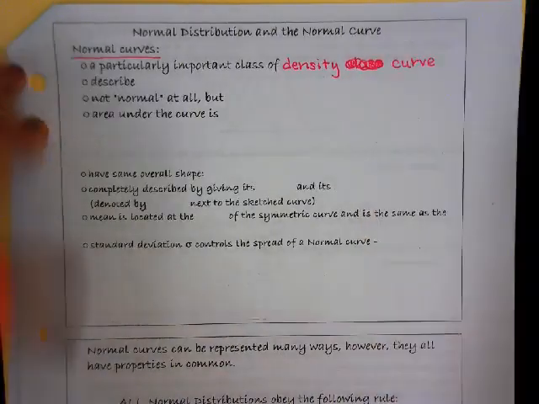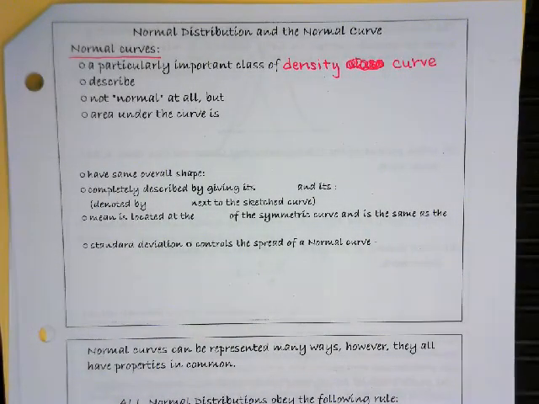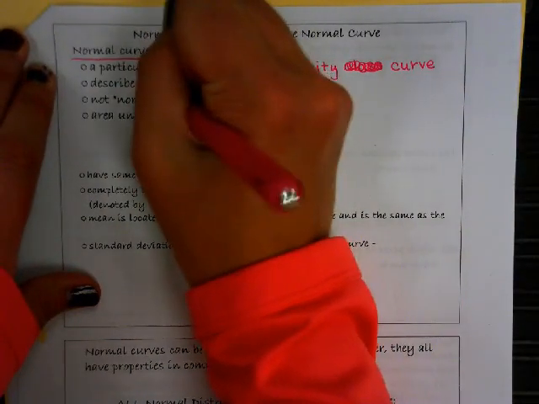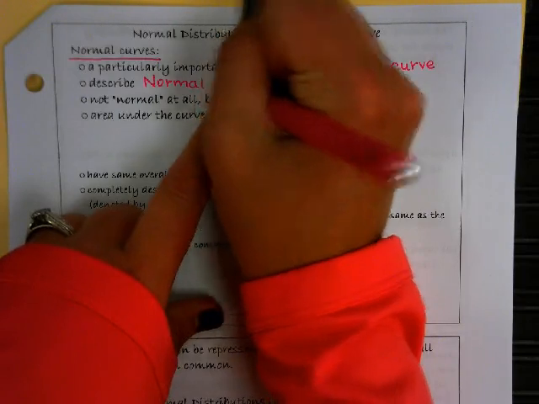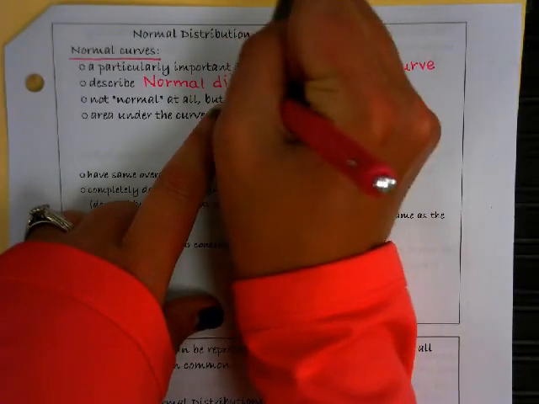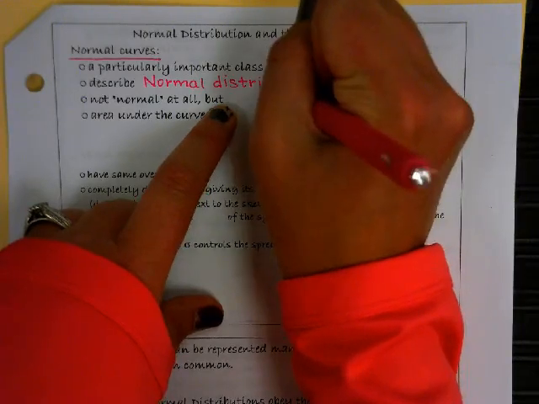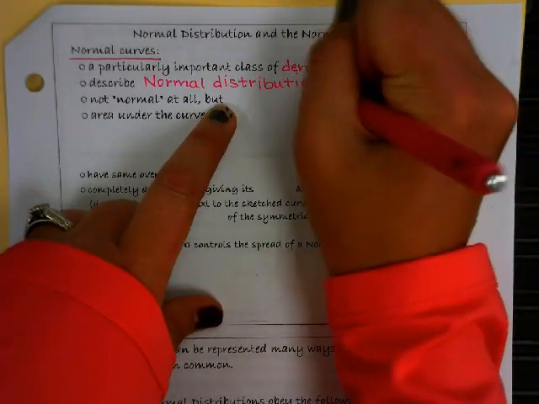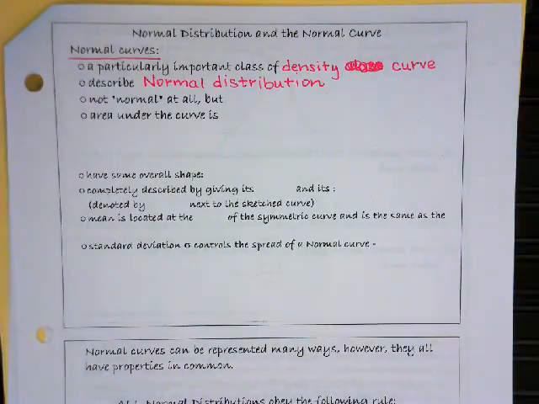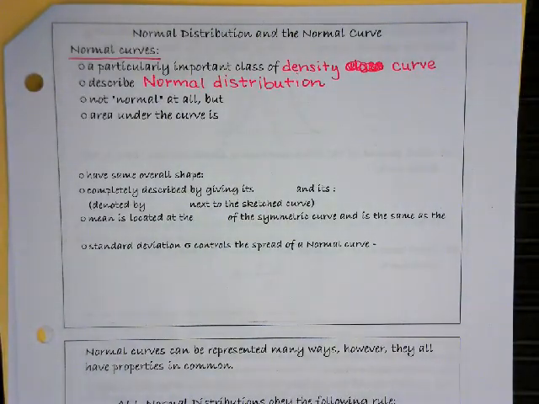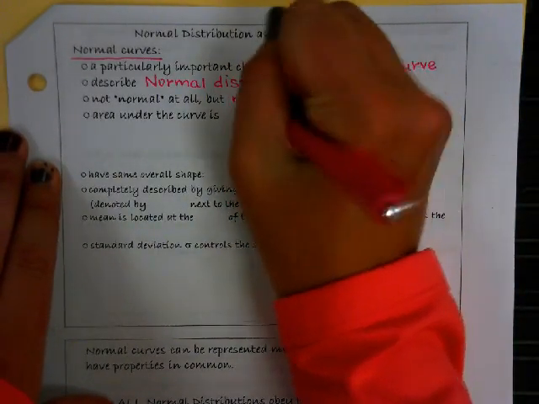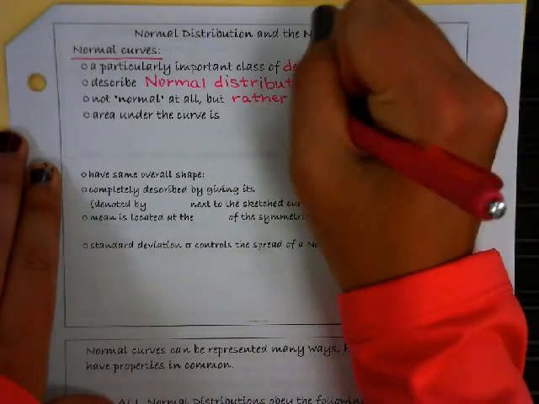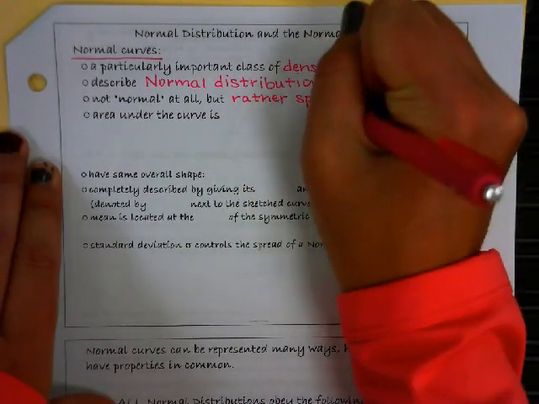Normal curves describe normal distributions. And yes, you do capitalize Normal in the middle of a sentence now when you're talking about a Normal distribution or a Normal curve, because they are that important. Normal curves are not normal at all. They're actually really special. The one thing that stays the same, though, is the area under the curve is still exactly 1.